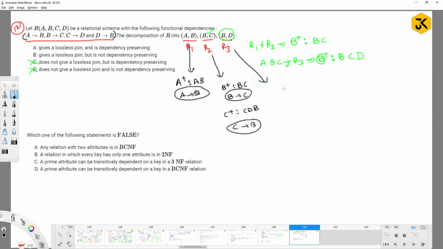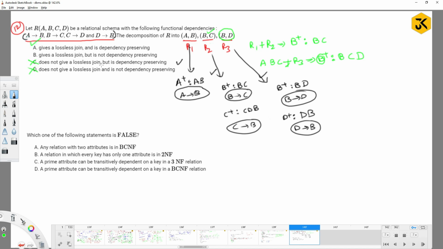What about the R3 relation? B closure, you are going to get B, C, and from C you can get D. So B determines D is possible. What about D closure? D, B, meaning D determines B is possible. So we found all functional dependencies which are possible for individual relations. Now what you have to check? At the end we have to check whether the actual functional dependencies are preserved here or not.